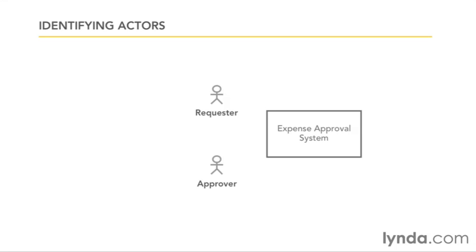And we'll typically refer to them as the primary actors and the supporting actors. Now, the primary actors aren't necessarily the most important actor in this scenario. They're just the one who initiated this particular use case. So for this situation, the primary actor is the requester. Anyone else is a secondary actor.